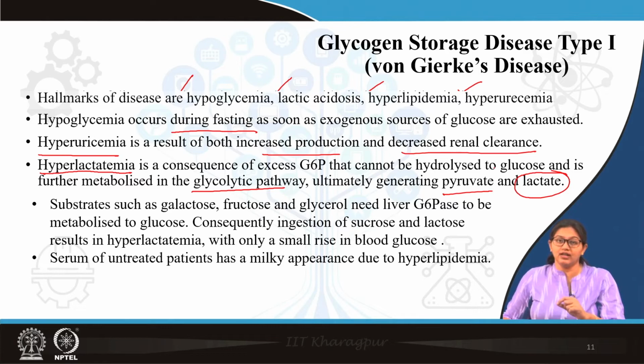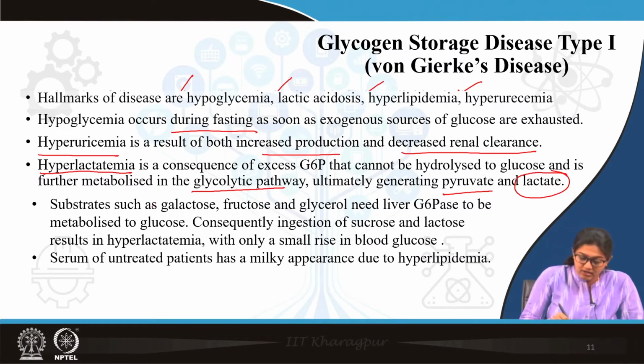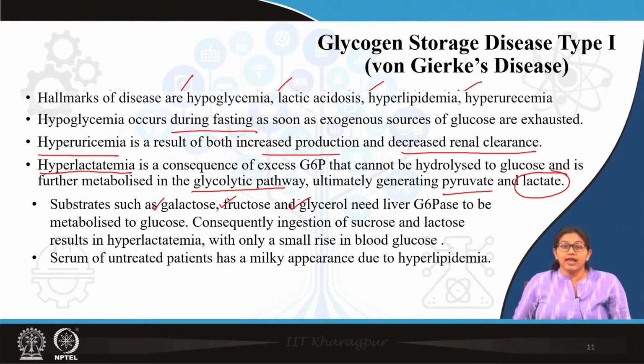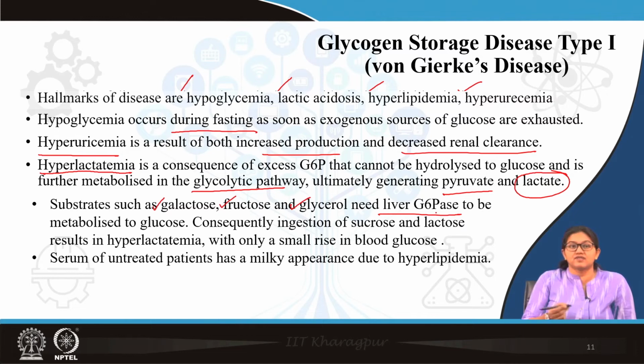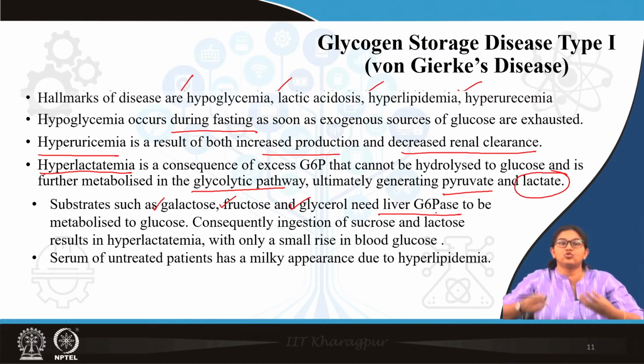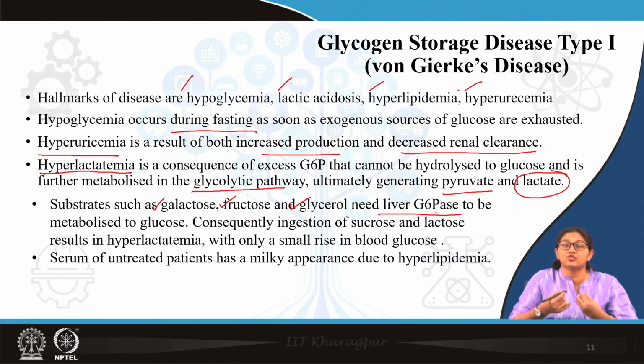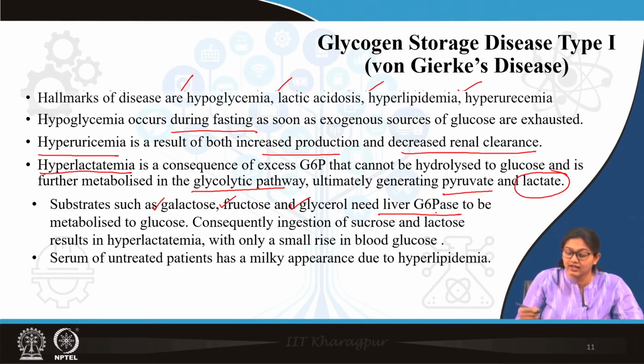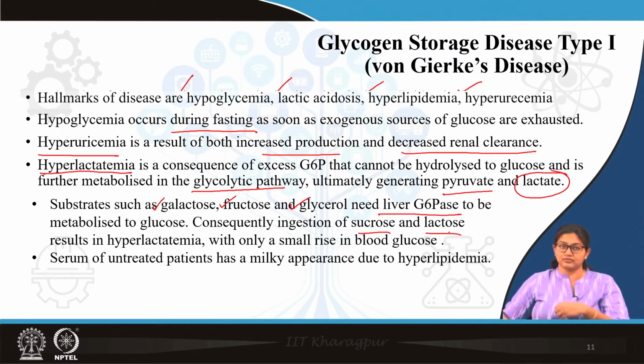Now, an important thing is, if you remember the feeder pathways of glycolysis, there are galactose, fructose, glycerol, they are also dependent on this liver glucose 6-phosphatase enzyme to be metabolized to glucose. Now, once again, if these carbohydrate sources are ingested in the form of sucrose, lactose, they are also finally giving rise to hyperlactatemia.